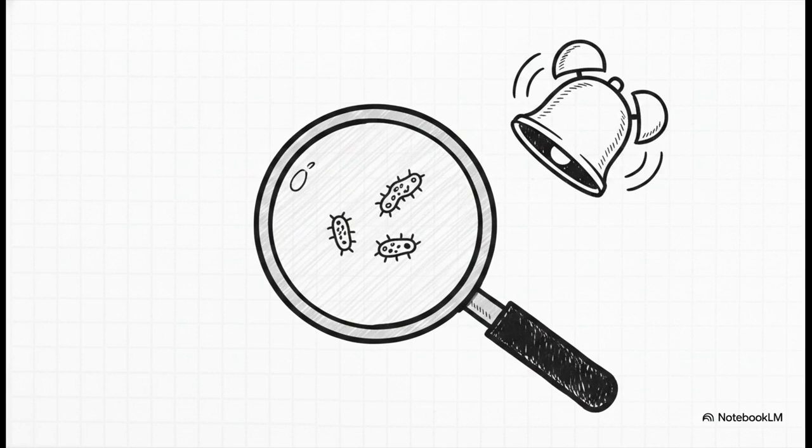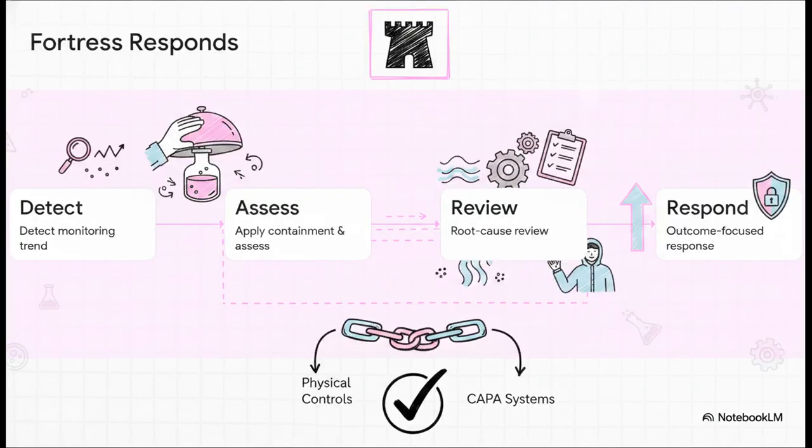Remember what we said earlier? Environmental monitoring is an early warning system. The alarm has officially been tripped. So, what happens next? The fortress responds, and it responds perfectly. Step 1, the trend is detected. Step 2, the quality team immediately applies containment and assesses if any product currently in progress was impacted.